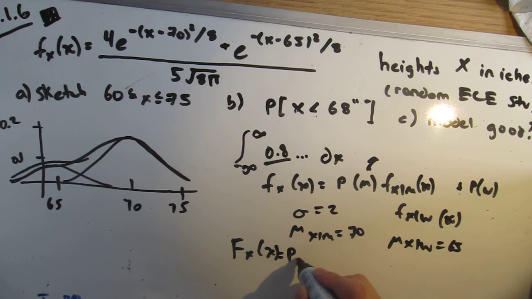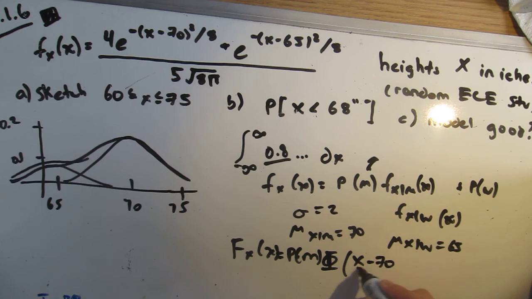that the CDF is still the probabilities of this conditional, and then we can just use the Phi function here and normalize it accordingly. And then it turns out the P of M and P of W are, of course, 0.2 and 0.5 respectively.